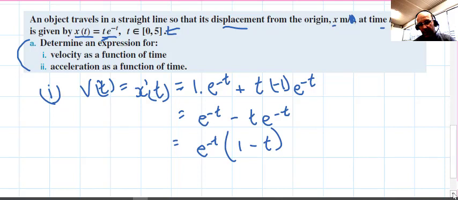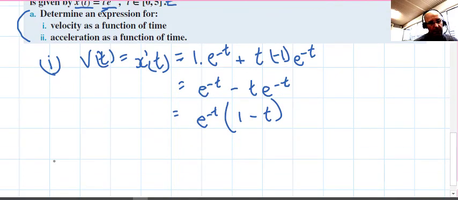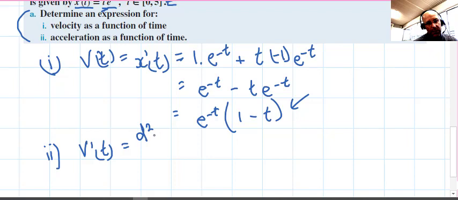Okay, now for the second part, we've got to find the acceleration. Acceleration is the second derivative. So we've taken the first derivative, now we've got to take the next one, which is the second derivative. So it's the derivative of this result here is one way of thinking about it. So we have v dash of t, or in other words, another way of writing it in the other notation would be d squared x dt squared, the second derivative.